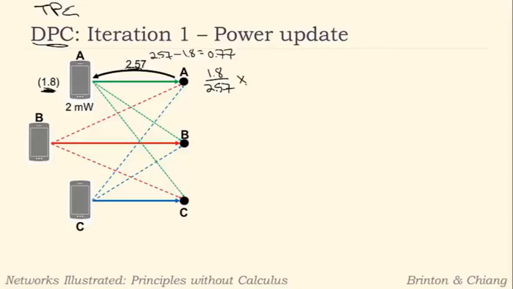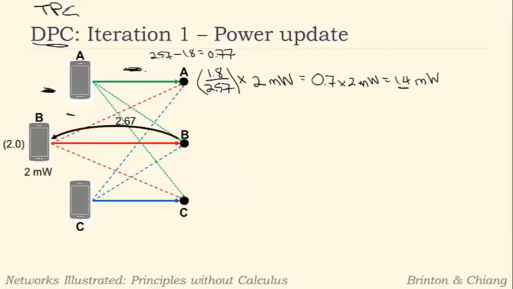And then we multiply that by the current transmit power of 2 milliwatts. The ratio here comes out to be 0.7, and we multiply that by 2 milliwatts, and we get 1.4 milliwatts as the power level for the next iteration of A. Notice it is lower than what it was before because the SIR was measured to be higher. So we're trying to compensate for that. Now we'll move on to B.